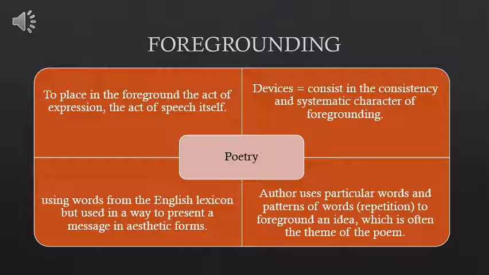As for the technique of foregrounding, it is to place in the foreground the act of expression, the act of speech itself. So basically, devices are being used and it consists in the consistency and systematic character of foregrounding. In poetry, words from the English lexicon are used in a way to present messages in aesthetic forms. The author uses particular words and patterns of words, for example, repetition, to foreground an idea, which is often the theme of the poem.